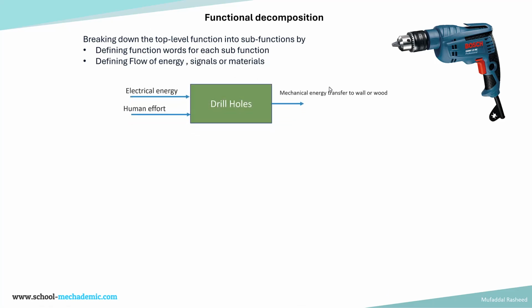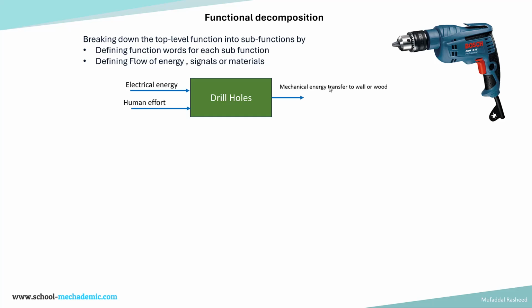If we take the top level function of a drilling machine, the primary function is to drill holes. That's the function word over here in the block diagram. And the input energy which is required to perform this function is in two forms. One is of course the electrical energy, which is coming from the electrical supply. The electrical energy is required to run the motor, which in turn rotates the drill bit and performs the drilling. And additionally, you also require human effort to push the drill into the wall. So there are two types of mechanical energy which is going into the system.